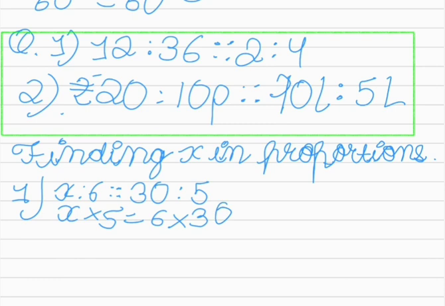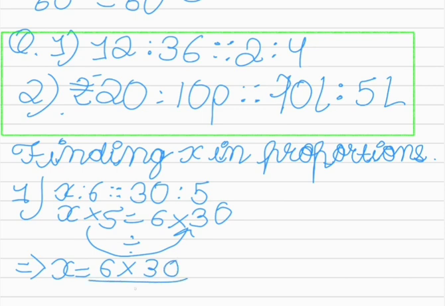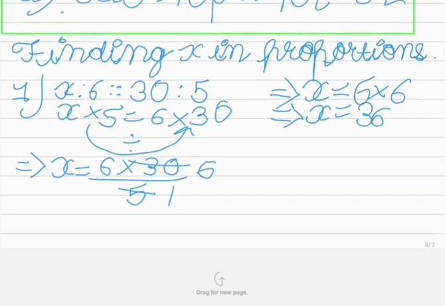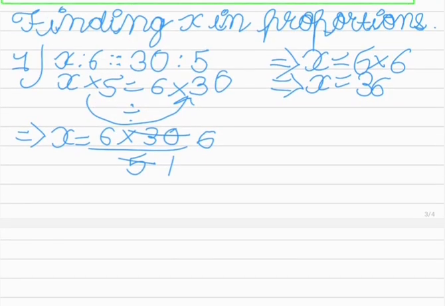As you know that in the equation rule we can transpose this to the other side in the form of division, and we can get the value of the variable. So 6 into 30 by 5. You can cut 30 by 5. So x is equal to 6 into 6, which is equal to 36. The value of x in this proportion is 36, and if you want to check, you can check it like this.